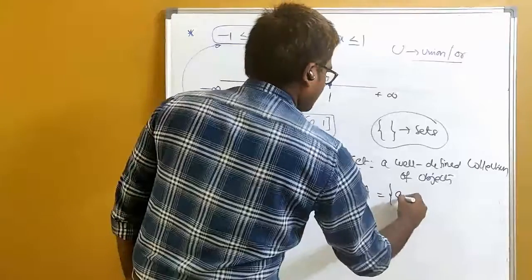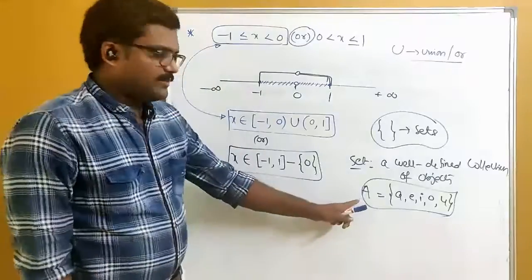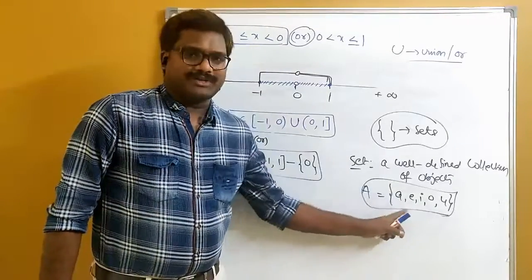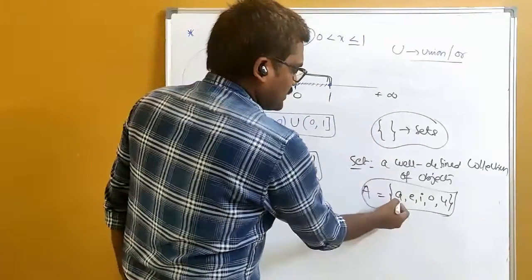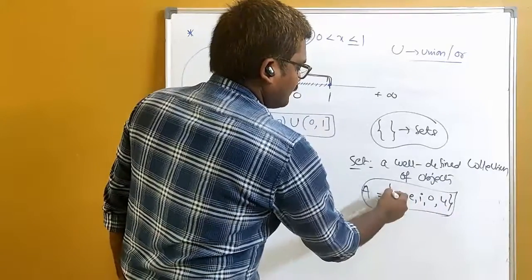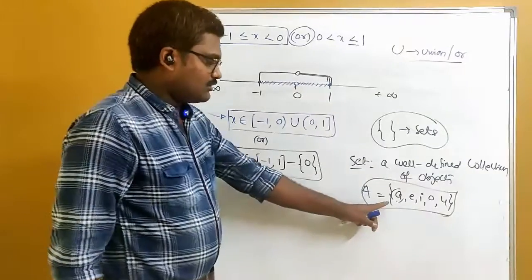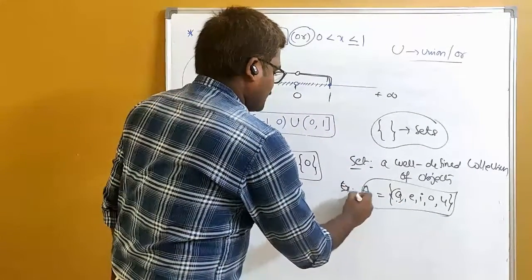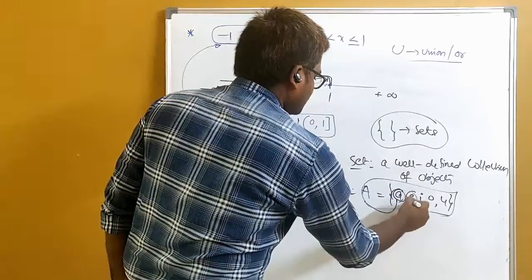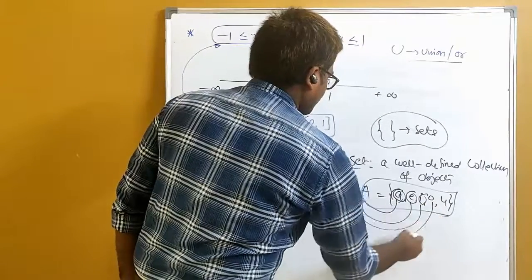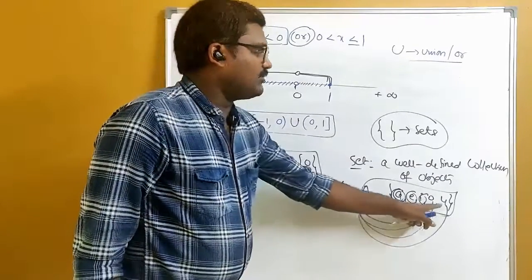When I write something like this, A, E, I, O, U, what is the meaning of this? Set A represents the set of all vowels in the English alphabet. They are defined properly, isn't it? Every object in the set is called an element. Understood? A equals, for example, A, E, I, O, U. Now every element of the set belongs to set A, isn't it? Understood?